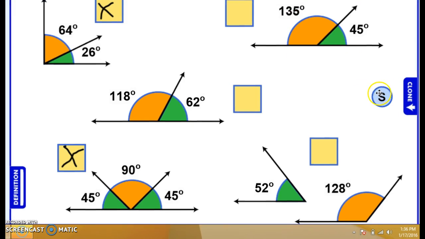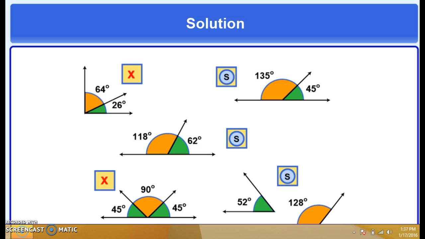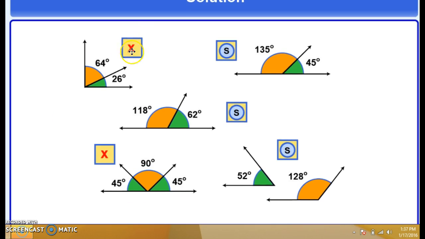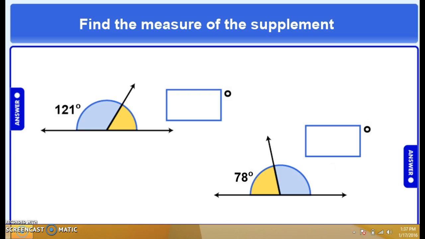135 plus 45 does give us 180 degrees, so that one is going to be supplementary. 118 plus 62 does give us 180 degrees. It is going to be supplementary. 128 plus 52 does give us 180 degrees, so it is going to be supplementary. And there's us checking our work. Those three were supplementary and those two were not supplementary.